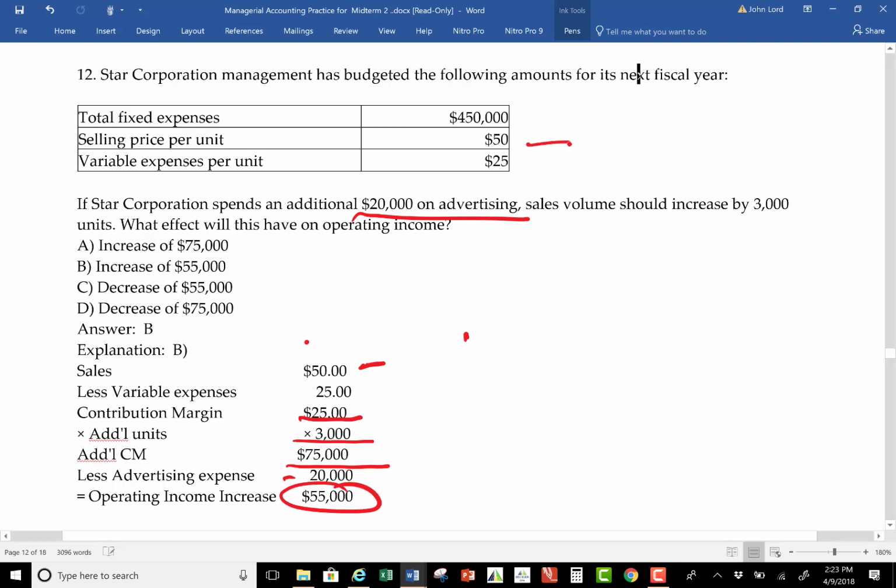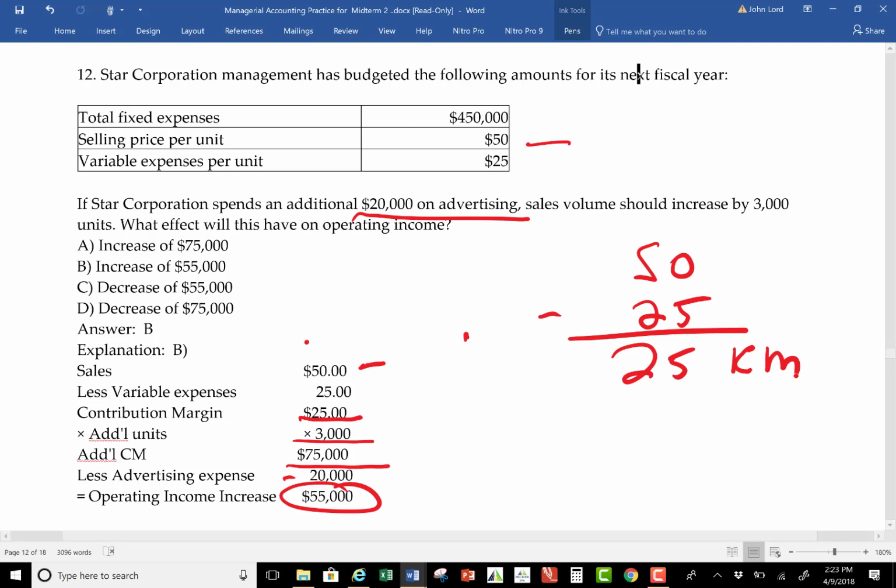Well, you know the sales price, you know how to calculate contribution margin, right? Sales price is 50. Variable cost is 25. That gives me $25 contribution margin, right? We're all in agreement on that? If we're not in agreement on that, I'm not going to go on. Are we in agreement on that?